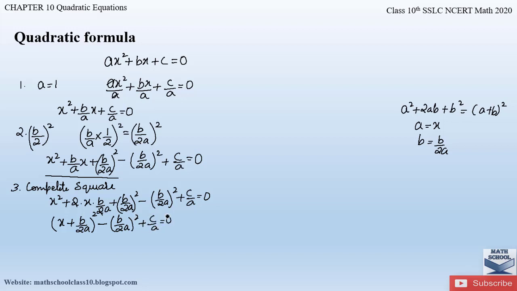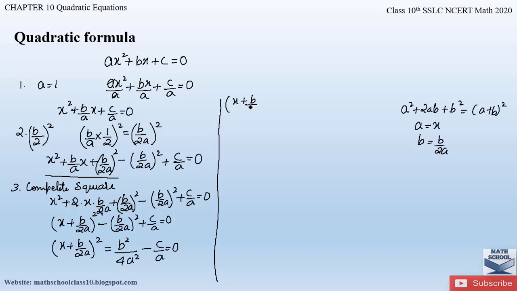Now let us send these two terms to the right hand side. So we will get x plus b by 2a the whole square is equal to, this minus term will become plus here, and let us open the brackets also. So b square, if you open the brackets, divided by 2 square is 4 into a square, and this term is plus. If it goes to the right hand side, it will become minus c by a. Now let us take LCM for these two terms. So we will get x plus b by 2a the whole square is equal to, the LCM will be 4a square.